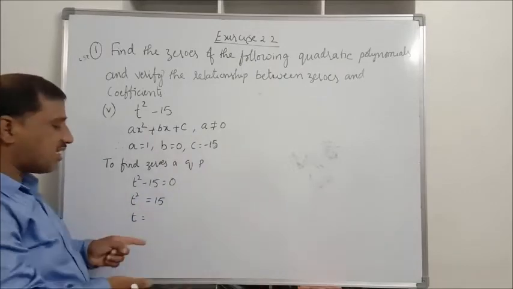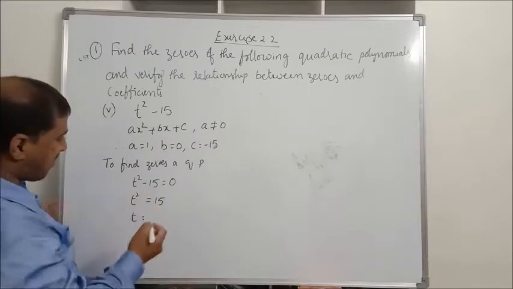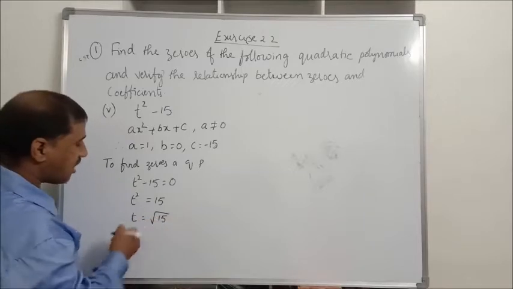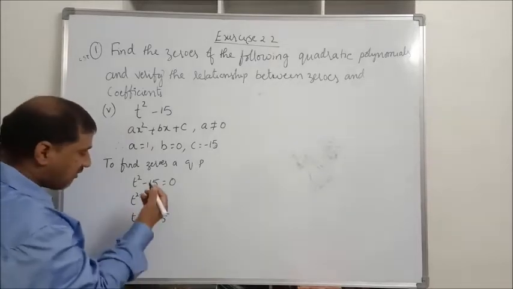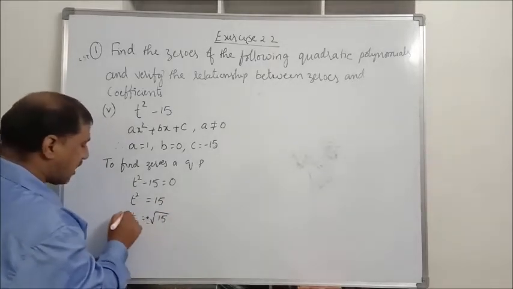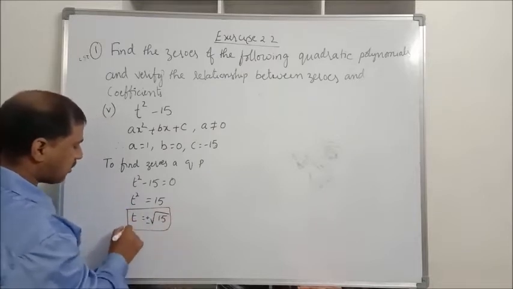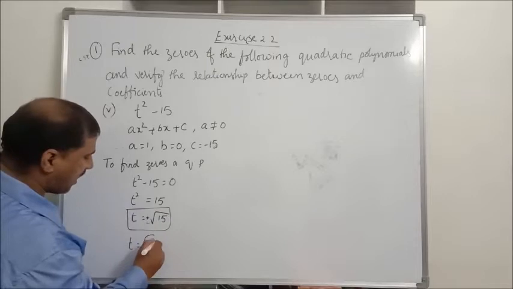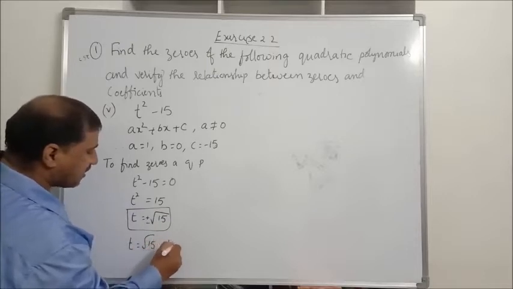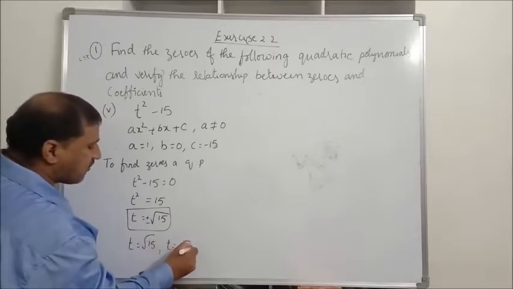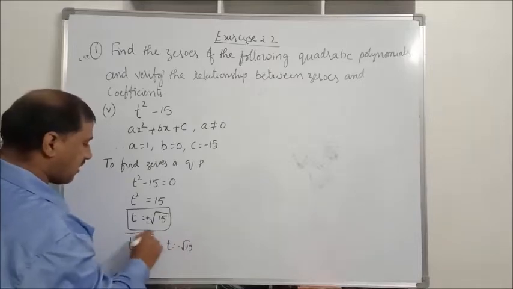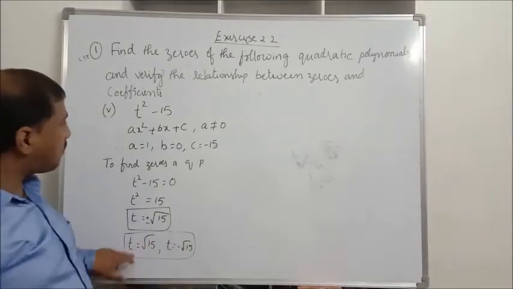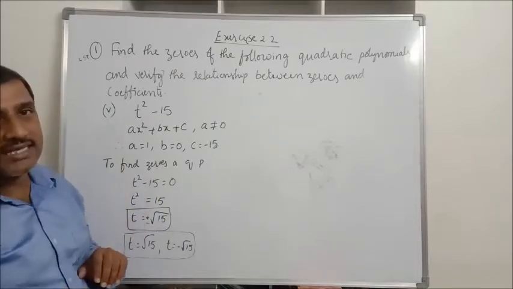So when you transpose the RHS, the square will become square root. That is square root of 15 we will get. But here square root of 15 will give 2 values, plus or minus. Therefore, the zeros of the polynomial are t equals root 15 and t equals minus root 15. Minus root 15 and plus root 15 are the zeros of the polynomial t square minus 15.